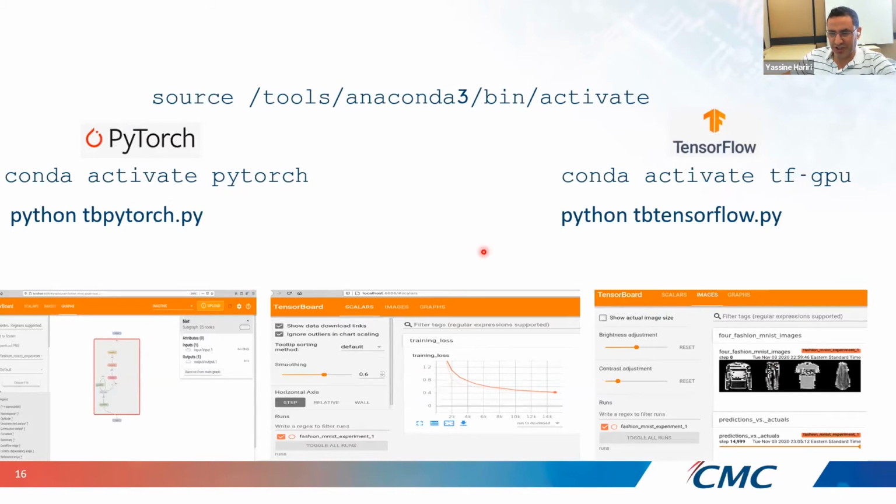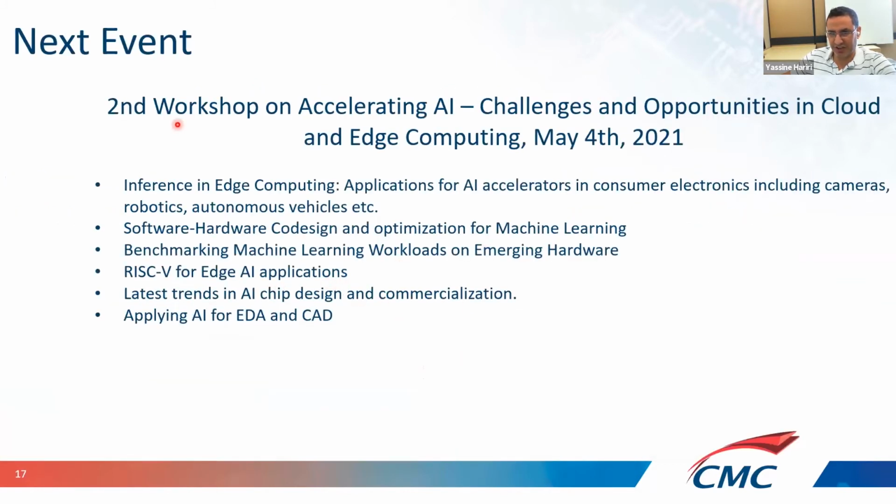But before that, I would like to mention that we have an upcoming workshop on May 4th. The attendees of this webinar will receive the link to register. This workshop will focus on AI acceleration, challenges and opportunities, and we are interested in different topics, including inference in edge computing, software stack, benchmarking, running edge AI applications on RISC-V, and latest trends in AI chip design and commercialization, and also applying AI to different areas, especially to the EDA, the CAD industry.